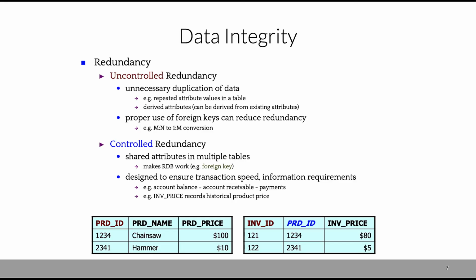So for data integrity, we need to look for redundancy. Is our redundancy uncontrolled, unnecessary, just a repeated attribute value in the table? And the proper use of foreign keys can reduce redundancy. Controlled redundancy, on the other hand, is actually built from shared attributes in multiple tables. When we create foreign keys, they do not have to be unique. It is possible that a foreign key will be duplicated.